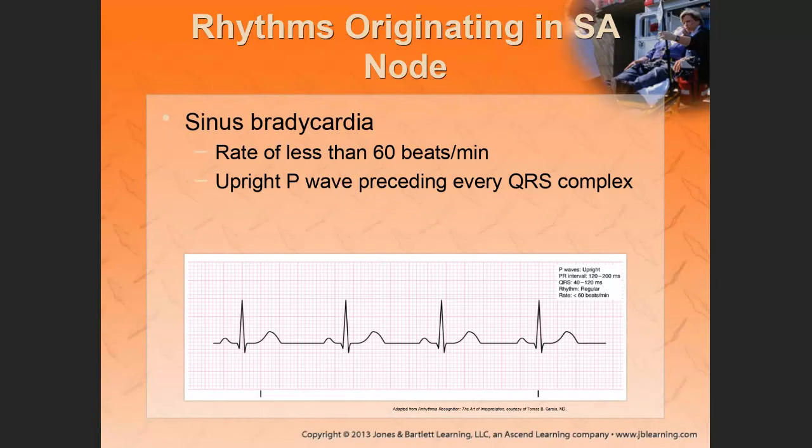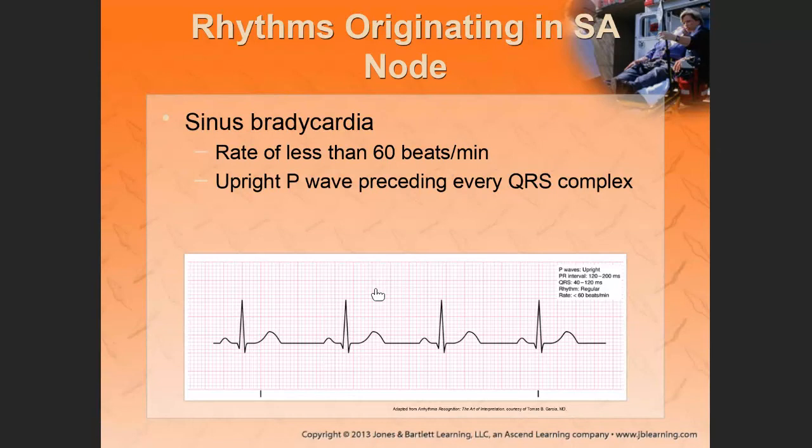So the distance, let's count that. 1, 2, 3, 4, 5, yes, 6. It's greater than 5 large boxes, so it's a bradycardia. Let's be more exact. 300, 150, 100, 75, 60, 50. So it's above 50 but below 60. Definitely a bradycardia. Because its origin is sinus, it is a sinus bradycardic rhythm.